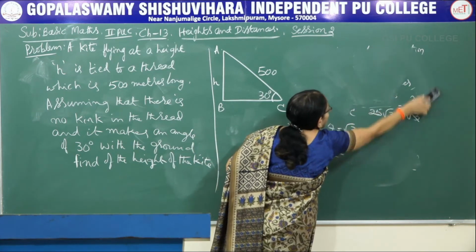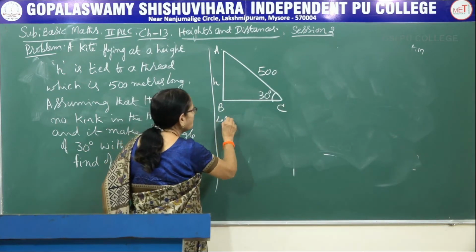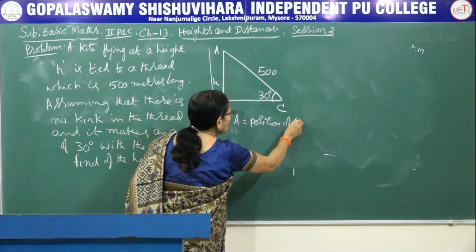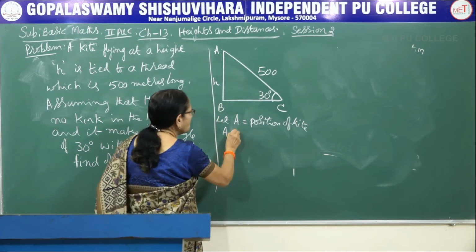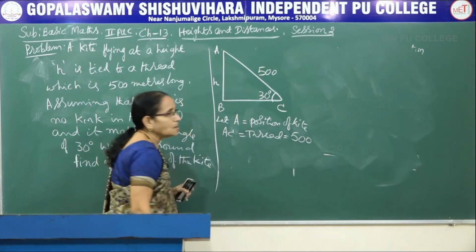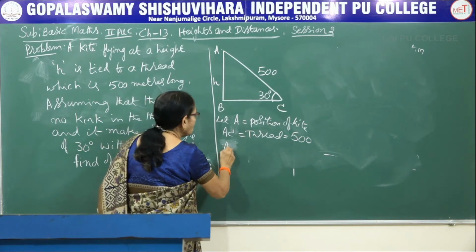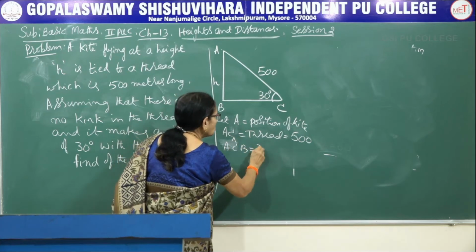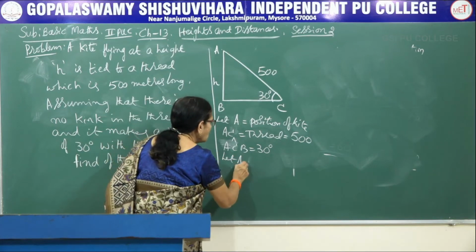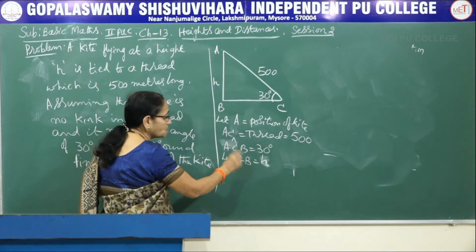So let me explain, according to the diagram, what we have defined and denoted in this problem. So what I have to write here? Let A be the position of the kite. AC is the thread. It is given to be 500 meters. And what is other data? Angle ACB is given to be 30, which is nothing but the angle of elevation. And let AB be equal to H. Of course, it is already given.